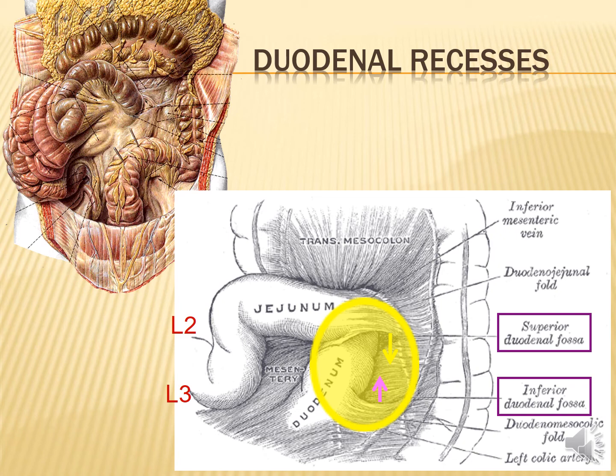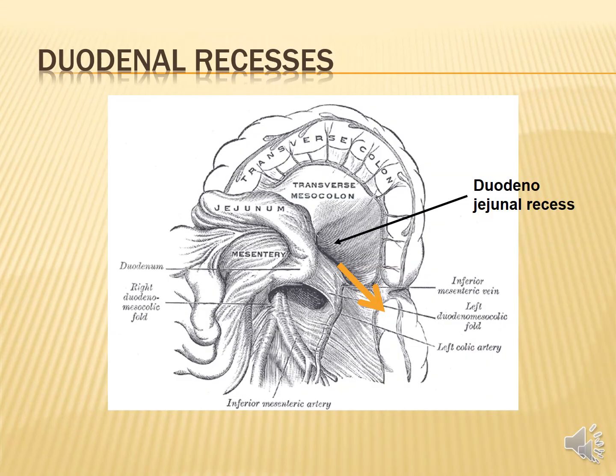So this is the site of duodenal recesses, superior and inferior. The next set of duodenal recesses is the duodenojejunal or the mesocolic recess. It is present in only 20% of subjects, and it is about 3 centimeter deep. Its orifice looks downwards and to the right.